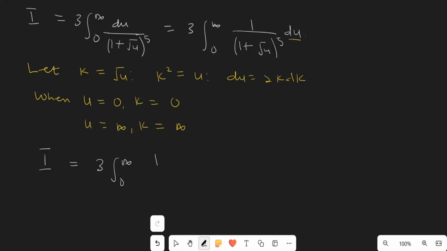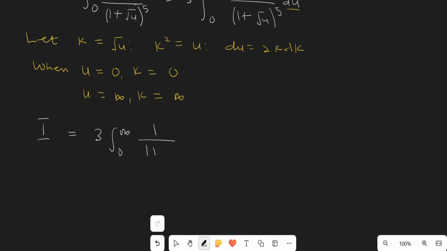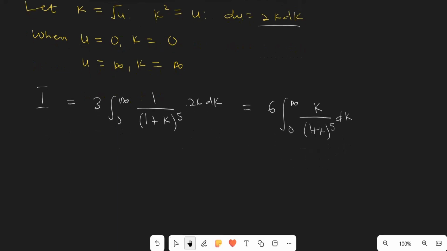of 1 all over 1 plus the square root of u. The square root of u is now k. All this raised to the power 5 times du, and du is what? 2k dk. And this one is now really what? So 2 will go in front because it's a constant, and then multiplied by 3, which is 6, the integral from 0 to infinity of k all over 1 plus k raised to the power 5 dk.